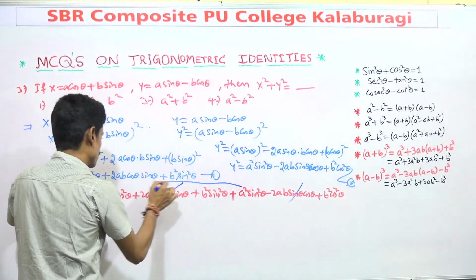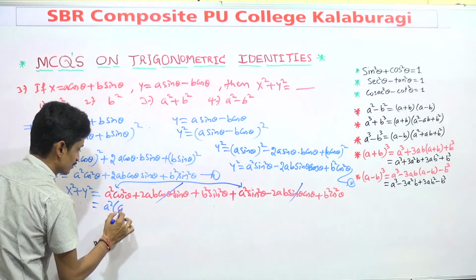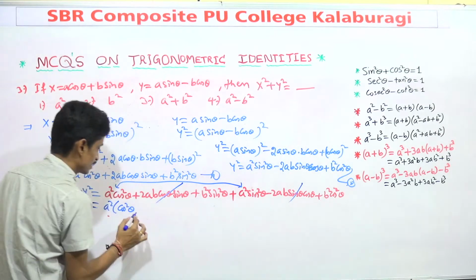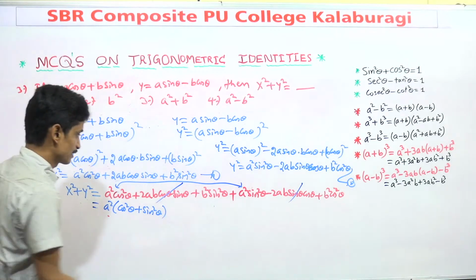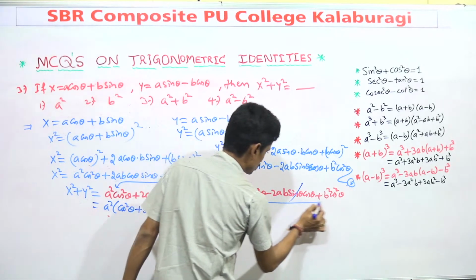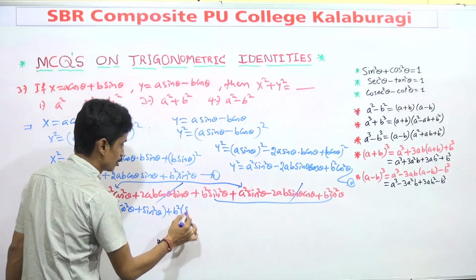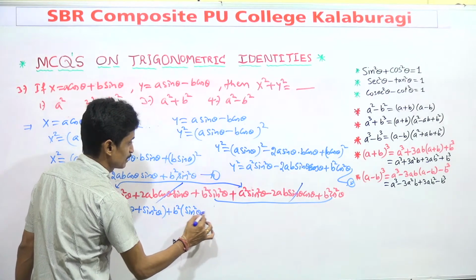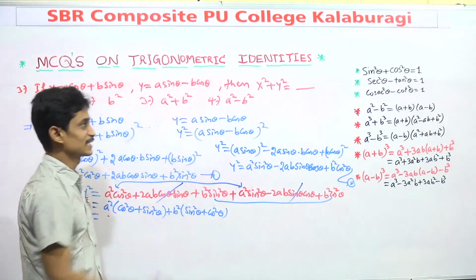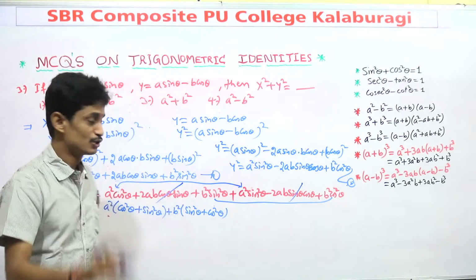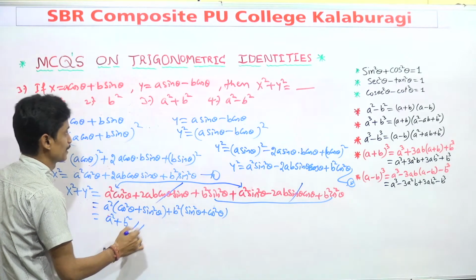In these two terms I will take a square common, remains cos square theta and sin square theta. After that, focus on these two terms. Here you have b square common. Take b square common, remains sin square theta plus cos square theta. We know the standard identities, so those values should be 1. Hence our answer is a square plus b square.